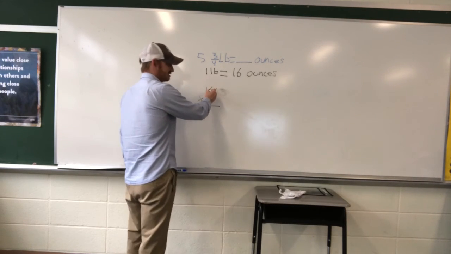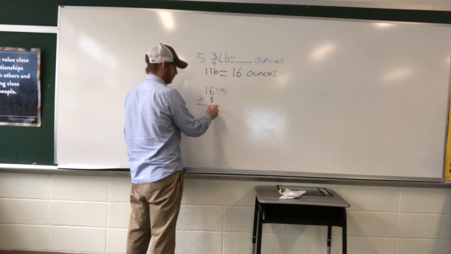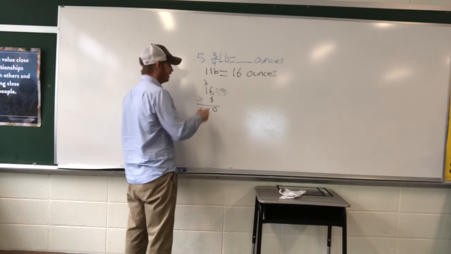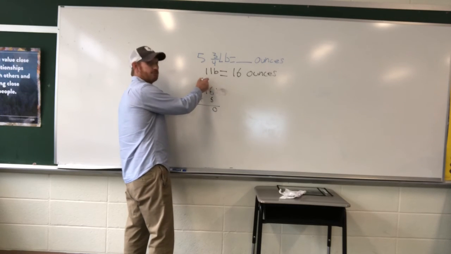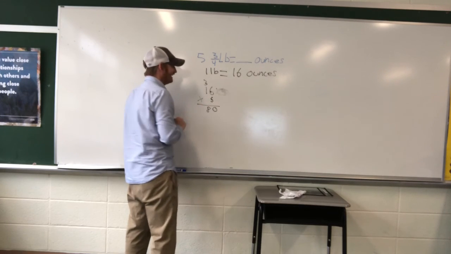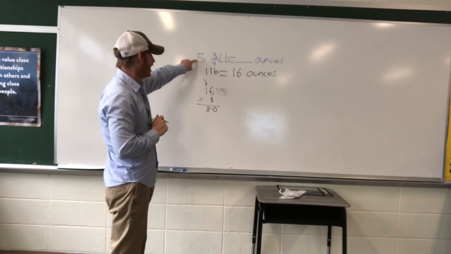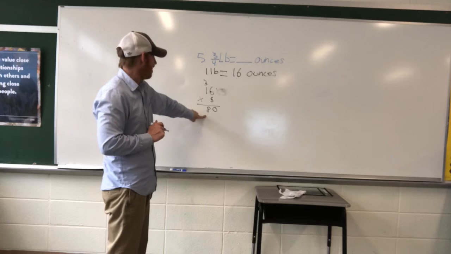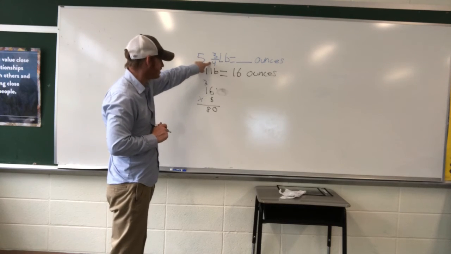5 times 6 is 30. Carry the 3. Oh, sorry, regroup the 3. 5 times 1 is 5, plus 3 is 8. 80. So 5 pounds is equal to 80 ounces. And then we have 3/4 of a pound remaining.